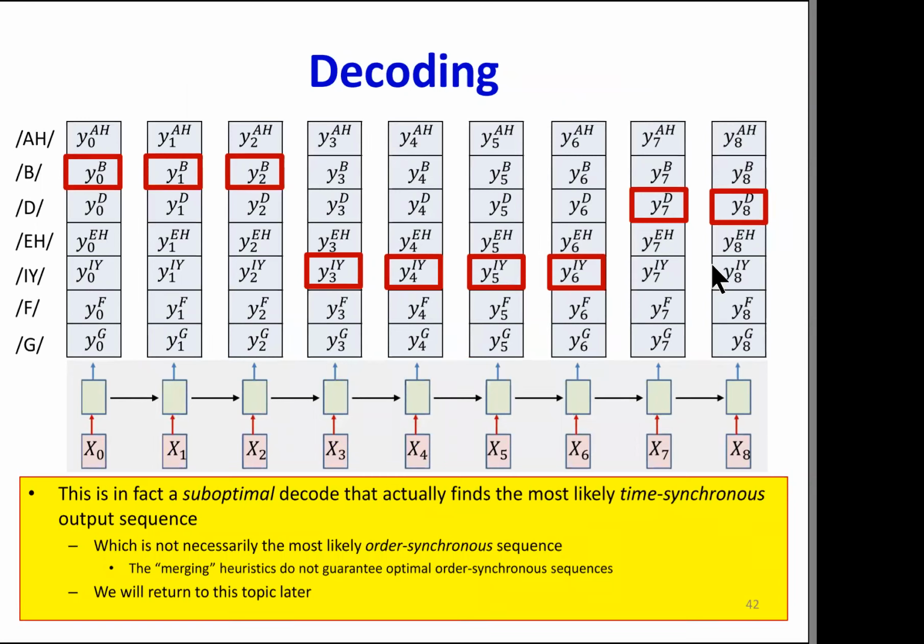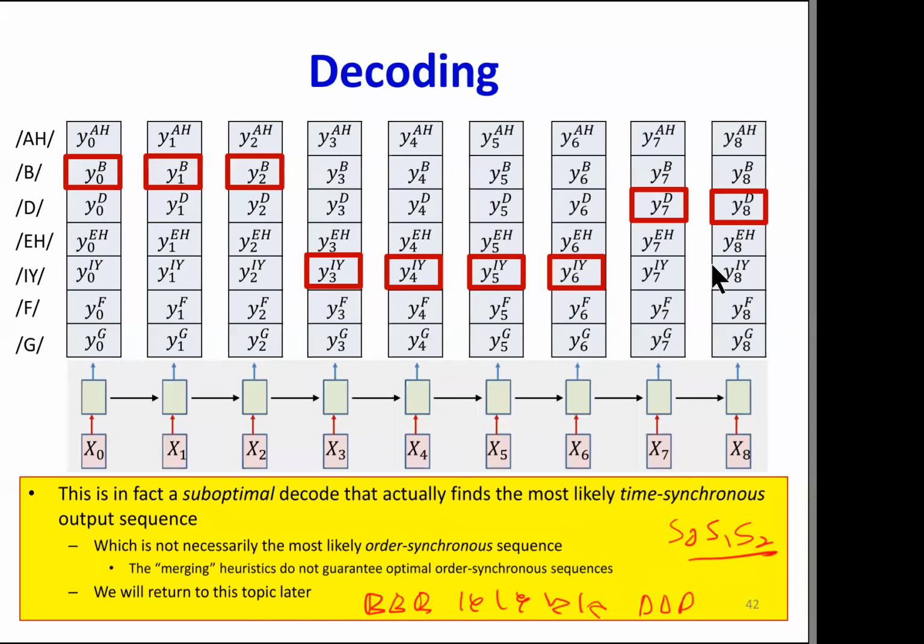Now, the point is, this is actually a suboptimal decode, even if repetition didn't really happen. So somehow, magically, in your language, repetitions never happened. What you really want is the most likely small sequence. What you're really getting over here is B, B, B, E, E, E, E, E, F, F, F, or whatever, D, D, D.